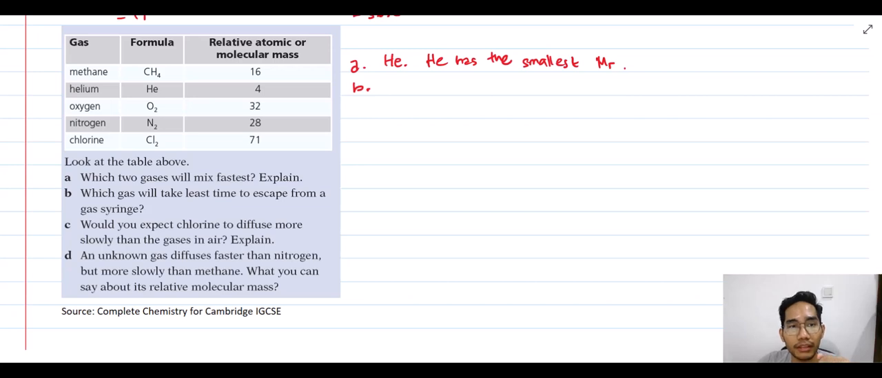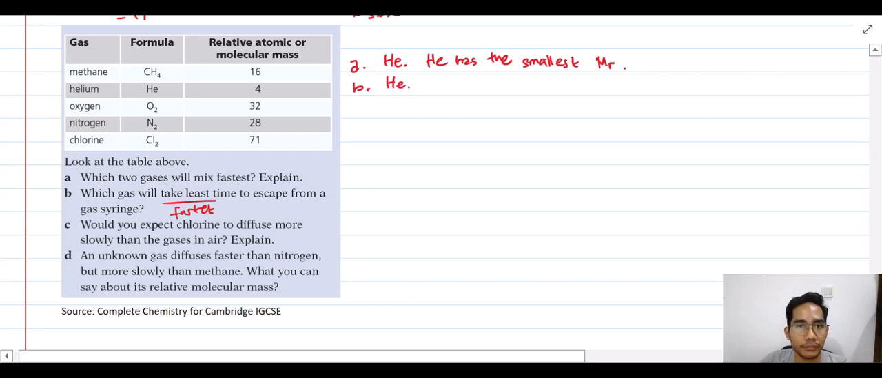Which gas will take the least time to escape from a gas syringe? Now, this question is only a rephrase of the first question. Taking the least time means that it is the fastest to escape from a gas syringe. That means the fastest diffusion rate or the fastest movement. Again, the answer is helium. Correct?